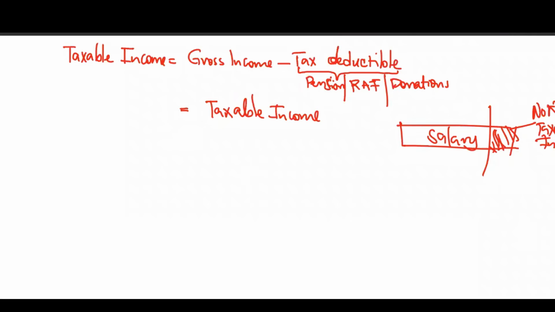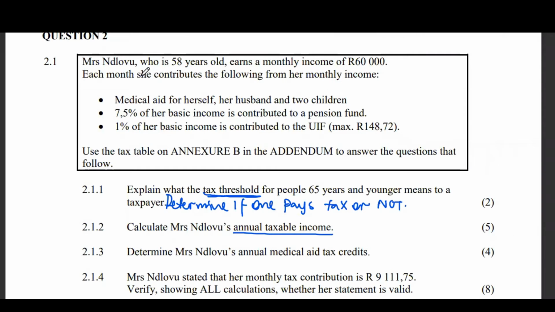So let's go to the question that we had here. Mrs. Ndlovu, who is 58 years old, earns a monthly income of 60,000 each month. She contributes the following from her monthly income. She contributes medical aid for herself, her husband, and two children. Then 7.5% of her basic income is contributed to pension.